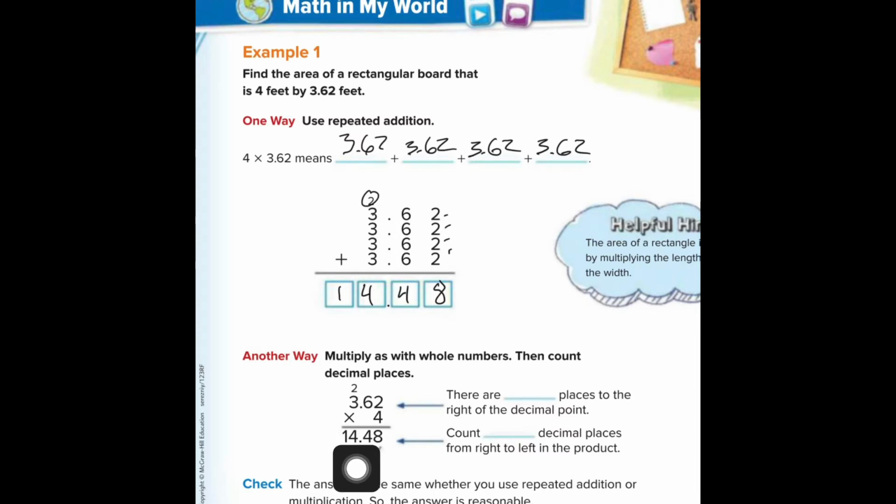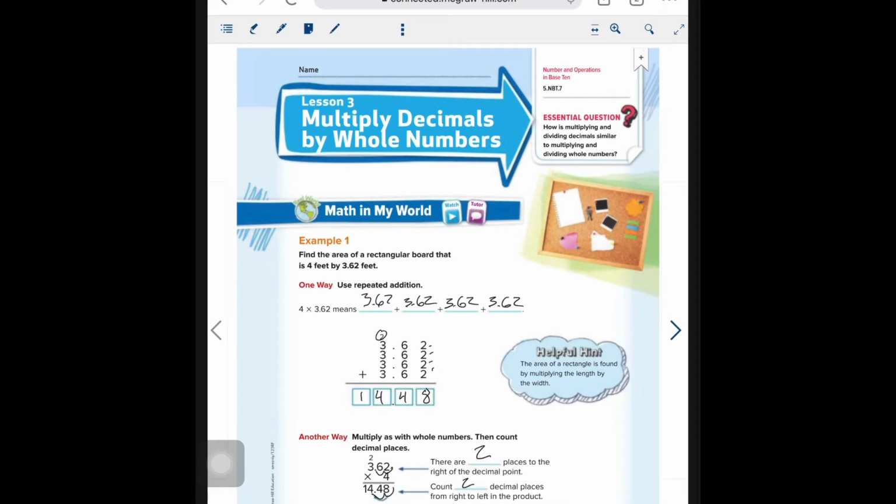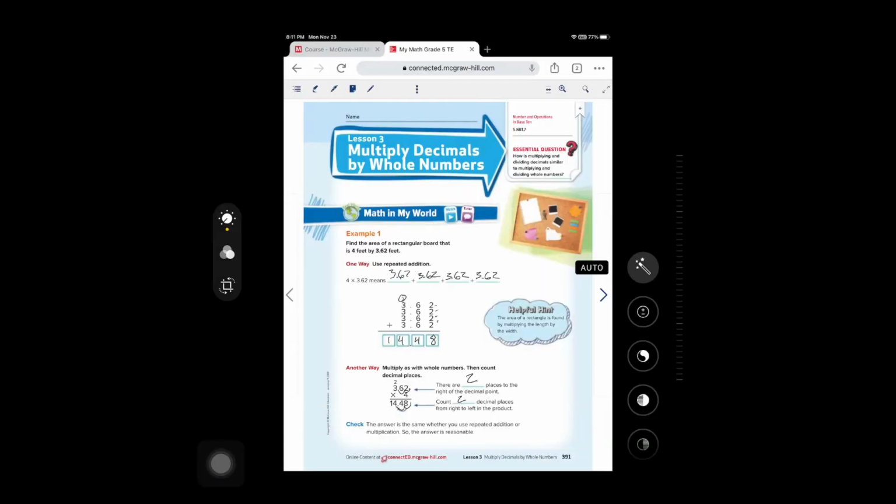And as you can see, they just did 3.62 times 4. Remember, multiplication is just repeated addition with fewer steps. And they decided that there are 2 decimal places. So then they can count 2 decimal places to give you this answer.